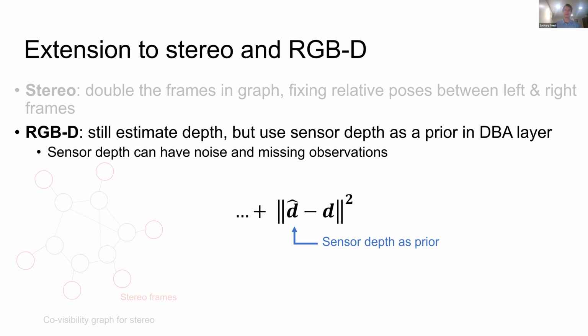And the reason why depth is still considered a variable in this optimization problem is that sensor depth can have noise or missing observations. So when sensor depth is missing, we still want to estimate the depth variables, even though we have no depth measurement. And one of the cool things about the system is that this extension to stereo or RGB-D only happens at inference time. We train our network entirely on monocular data, and no retraining is required for stereo or RGB-D.